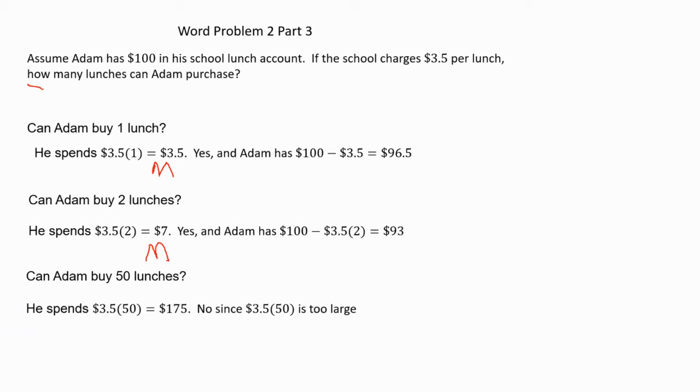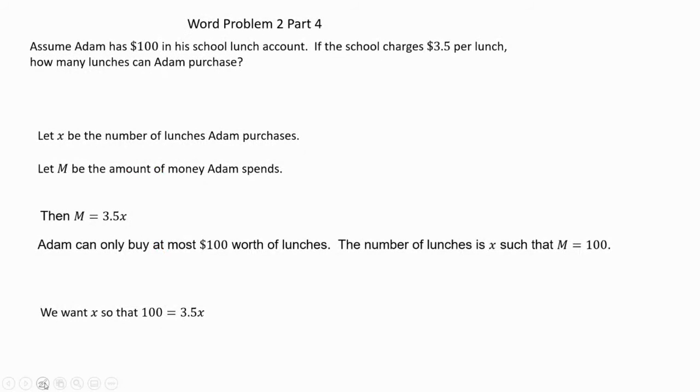Right, if we put our notation in, if you look at the problem, the lunches is X, right? And M is how much he's spending. So we basically want X so that M of X is 100. He can't buy more than $100 worth of lunches. So how many could he buy at most? The number of lunches that he can buy is such that M of X is $100. So we have to solve this equation then. We want x so that this is true.